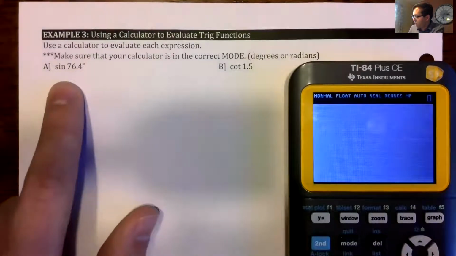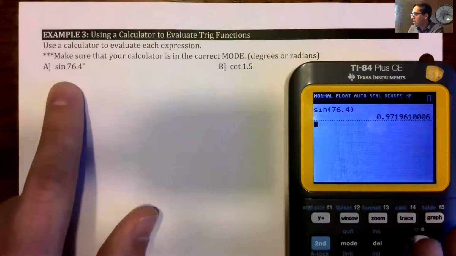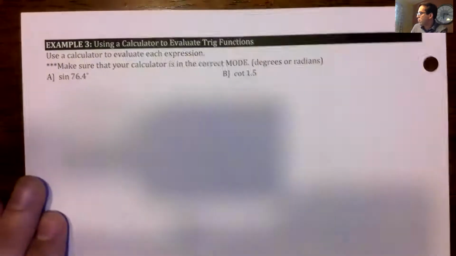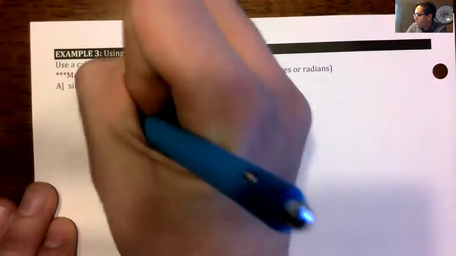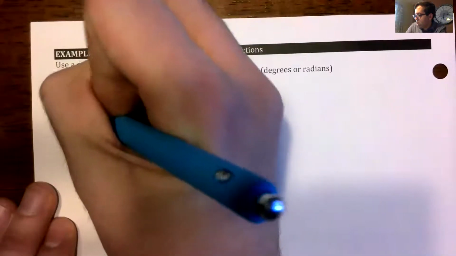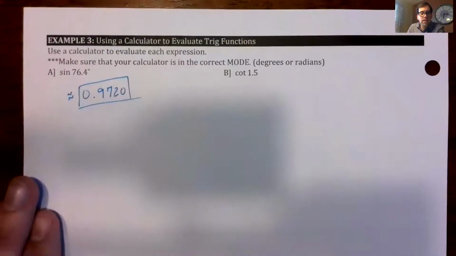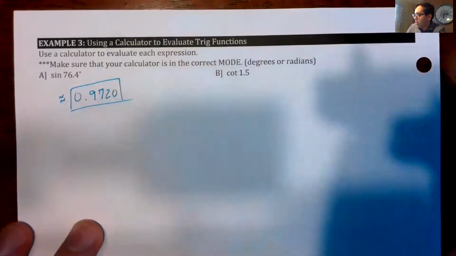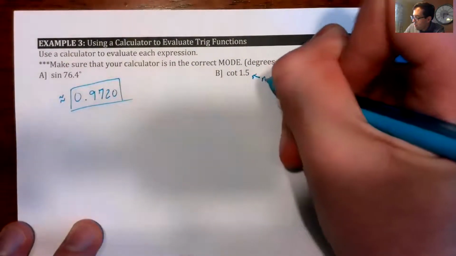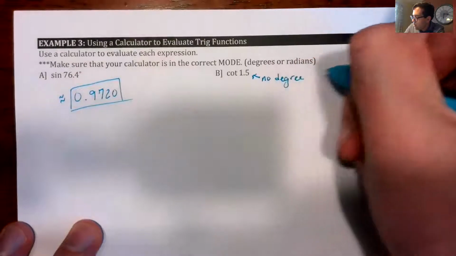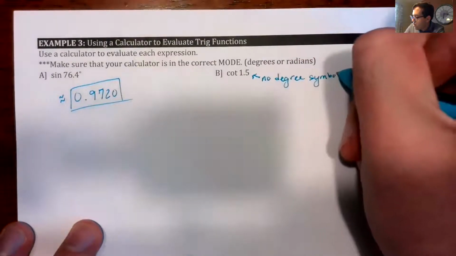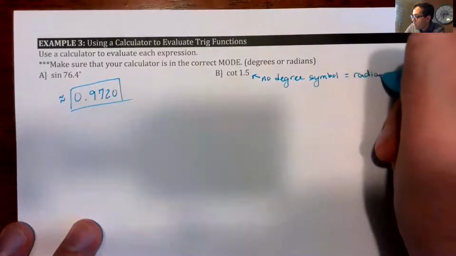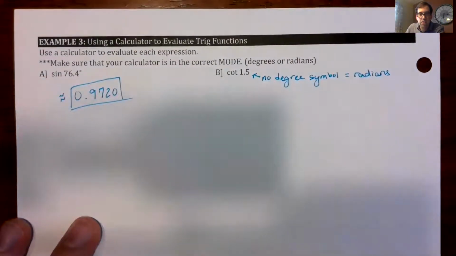So I'm going to switch to degree mode. And then I'm going to type just right on the home screen, sine of 76.4. And I get 0.9720. I'm going to round to 4 decimal places. And that's an approximate answer. And then for part B, you can see there's no degree symbol. So this is going to be in radians. So I'm going to write that down. No degree symbol means radians when we're talking about an angle inside of a trig function.